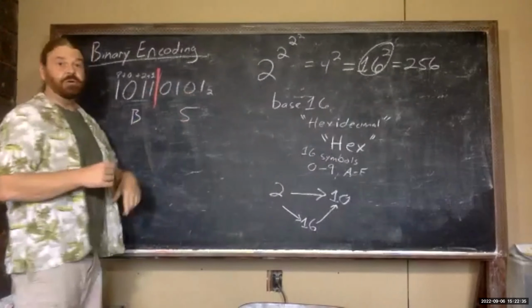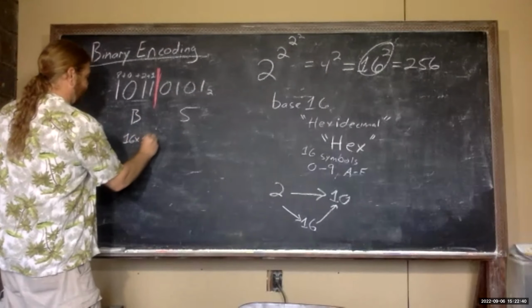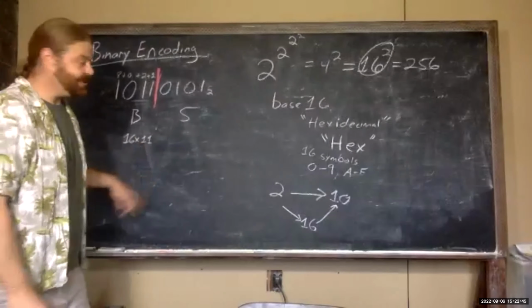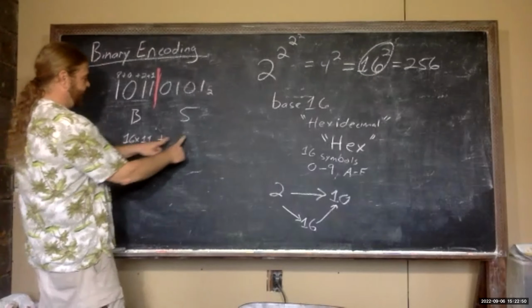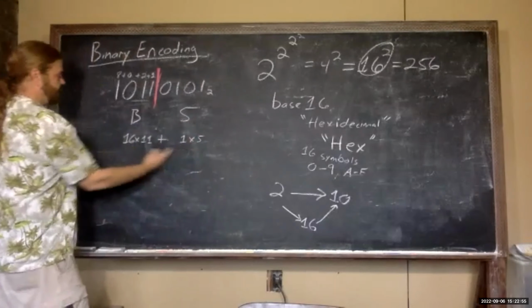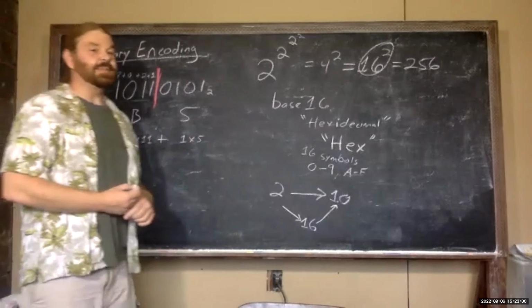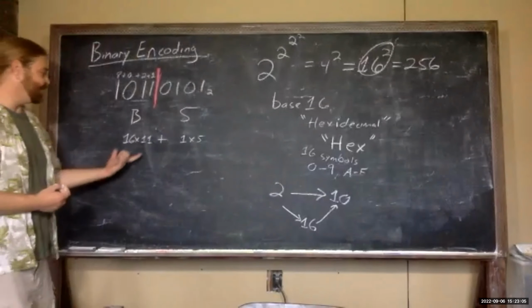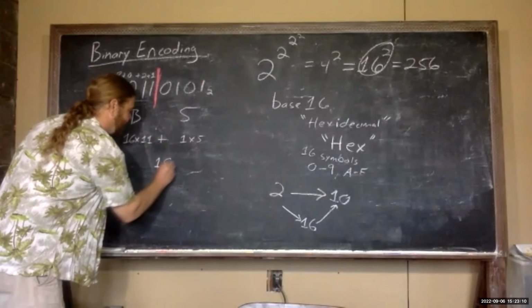And now we only have 2 columns to deal with. 16 times, well, I'm going to write times 11 because now that we're doing math, we probably want to look at the numbers we're used to. So a 16s column and a 1s column. We have 5 in the 1s column and 11 in the 16s column. 16 times 10 is 160. And then we have one more 16 after that. So 176 plus 5, and that number is 181 in base 10.